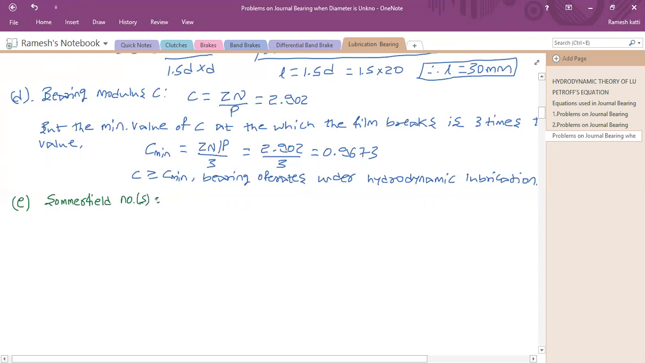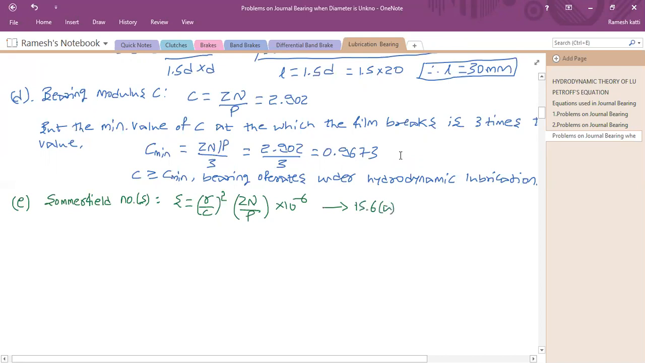In the given problem, he has not given whether there is a side leakage or not. If it is not given, we'll assume that there is no side leakage. Therefore, the Summerfield number is equal to (R by C) whole square into Zn by P. It is nothing but the bearing modulus into 10 raised to minus 6. This equation is there in your data book, and that is equation 15.68.